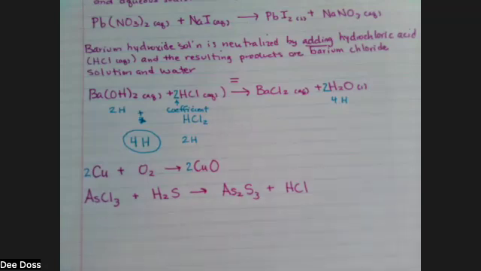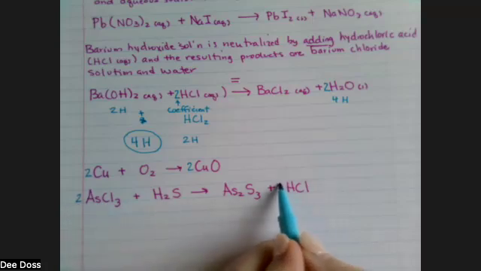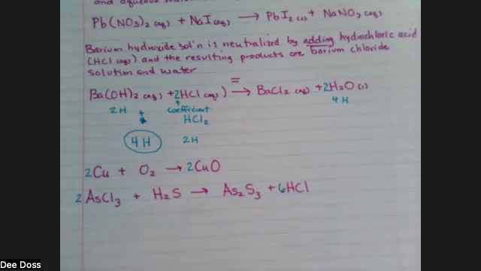Okay. So when we look at this, 1 As, 2 As's. So I'm going to put 2 out front. Now, again, these 3 chlorines are affected by the 2 out front, this coefficient. So 3 times 2 is 6. So I have to put a 6 outside of that.